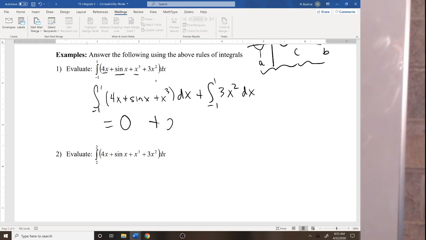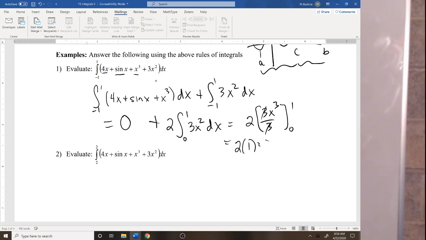And the second one, I can change from negative 1 to 1 into 2 times the integral from 0 to 1. So that's 2 times 3x cubed over 3, the 3's would cancel, from 0 to 1. And so this would be 2 times 1 cubed, or just 2.